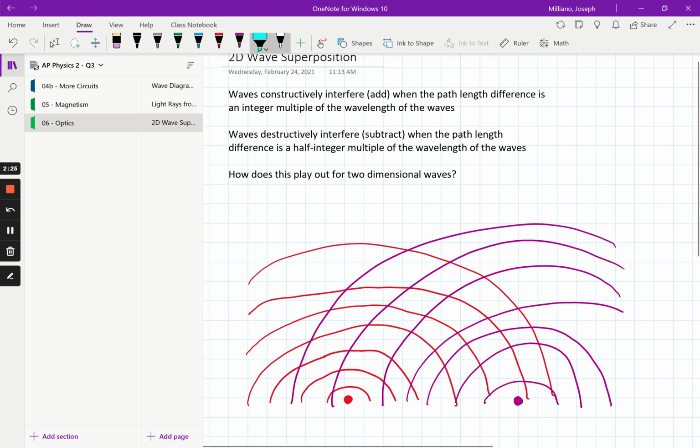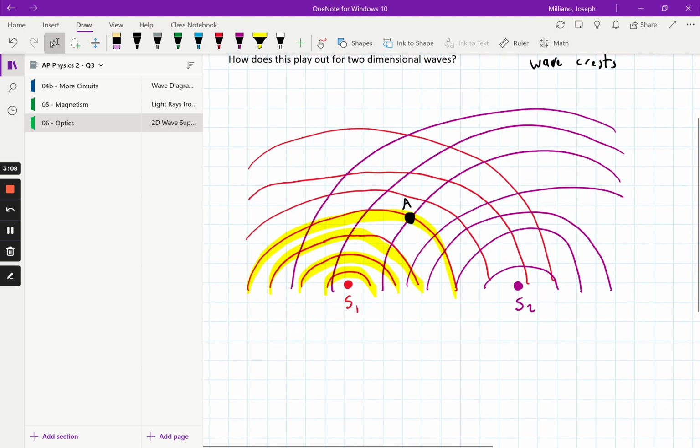So, grabbing my highlighter tool, I want to consider this point right here. Let's call it point A, where the two wave crests intersect. The lines here represent the wave crests, the peaks of the waves. Should have mentioned that. Now, if I'm looking at the red waves, point A is 1, 2, 3, 4 wavelengths away from my source. I'm going to label my red dot S1 for source 1, and the purple dot for my friend is S2 for source 2. We can see that point A is 4 wavelengths from source 1.